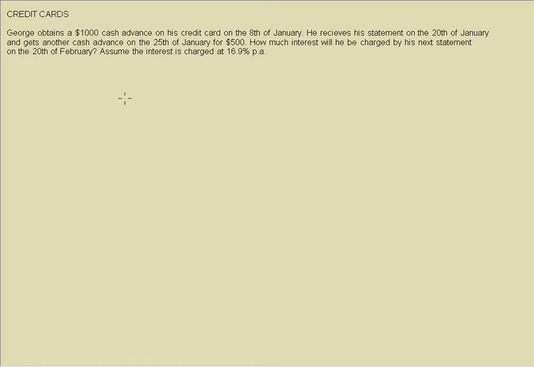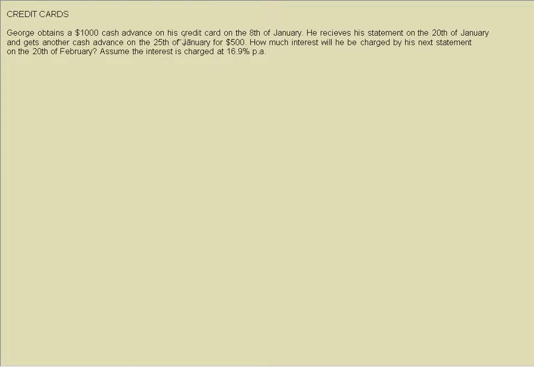Okay, so in this question, which is from your example from your credit cards section, we're looking at credit cards, and particularly we're looking at how much interest ends up being charged by a certain statement date. This is for George. When he obtains a $1,000 cash advance on his credit card on the 8th of January, receives a statement, and then takes another cash advance on the 25th. So a cash advance means withdrawing cash from his account.